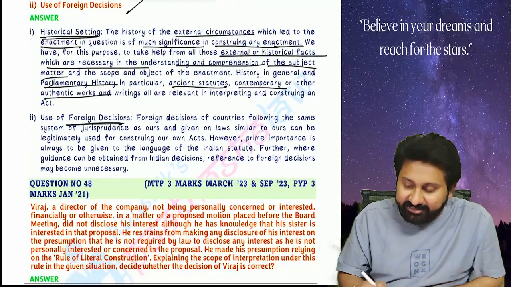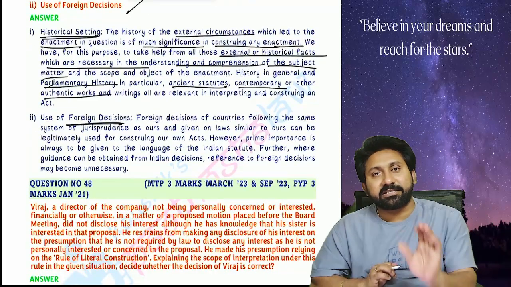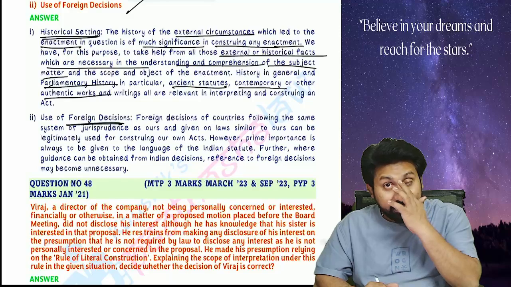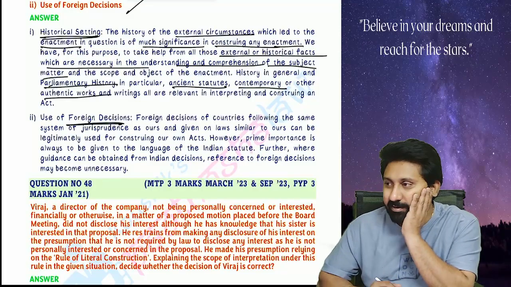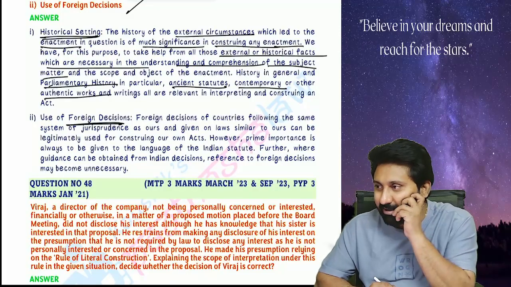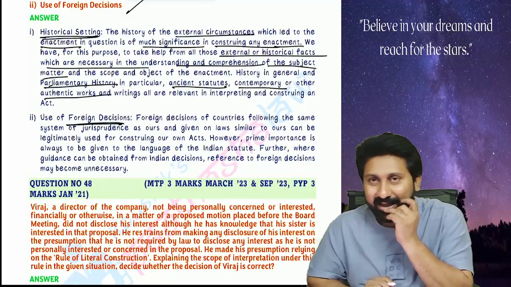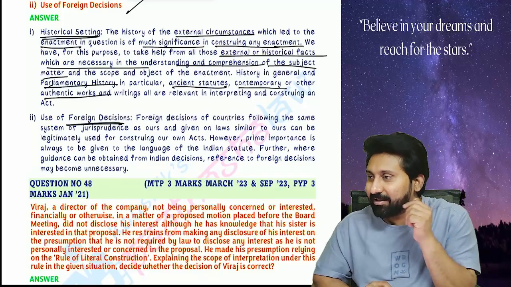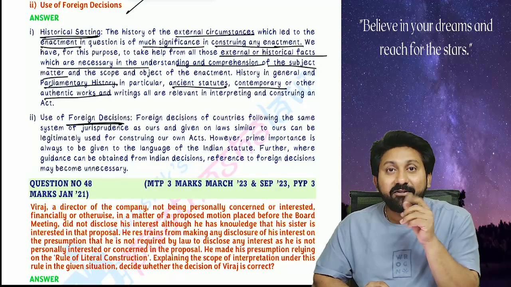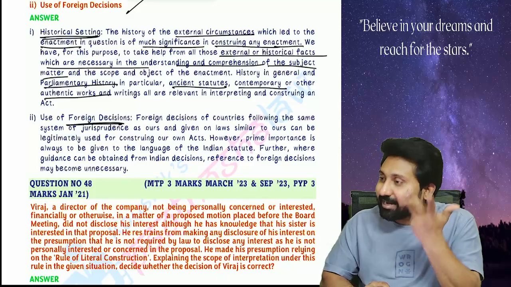Use of foreign decisions. Sir, can foreign decisions be taken or not? Yes. Solomon versus Solomon. Who is Solomon? He is from Chennai, Nungambakkam, Royapettah? Okay. From where is he? He is from London. But still we are applying the case now. Can foreign decisions be used or not? Can be used.